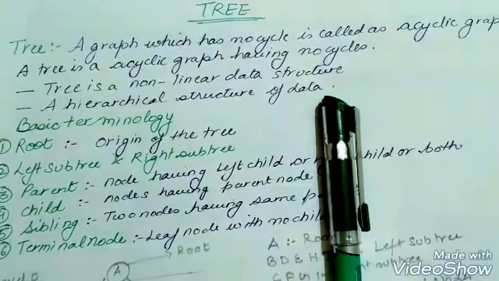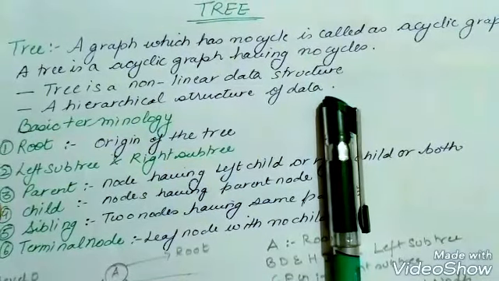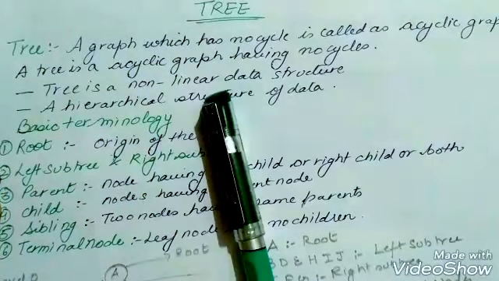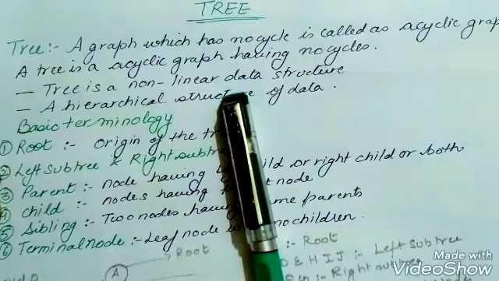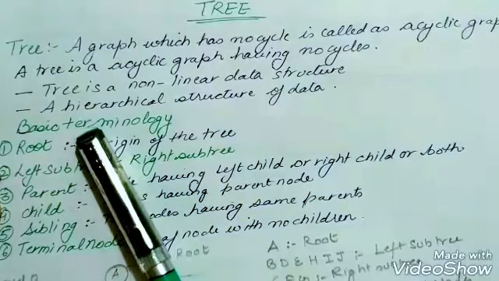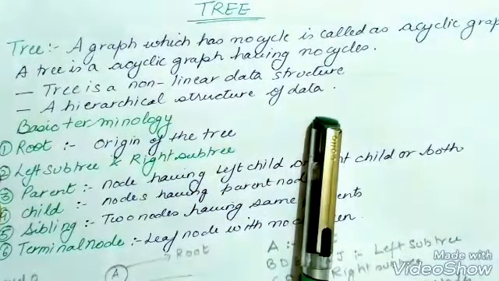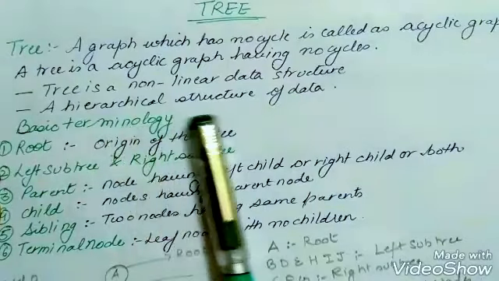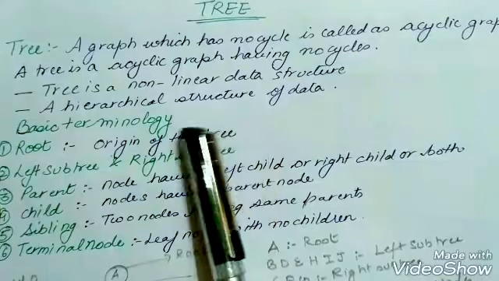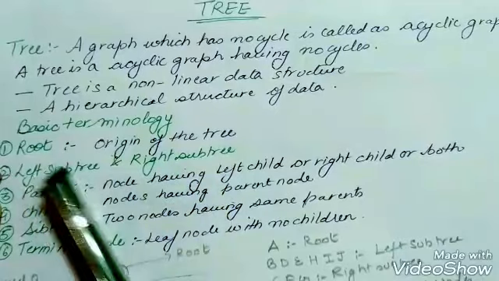As we know, linear data structures are like array, queue, linked list and so on. But when we talk about non-linear, we have two examples: one is tree and the other is graph. So we can also say that a tree is a hierarchical structure of data. If we want to store our data in a hierarchical way, then we use trees. The basic terms used start with the root.